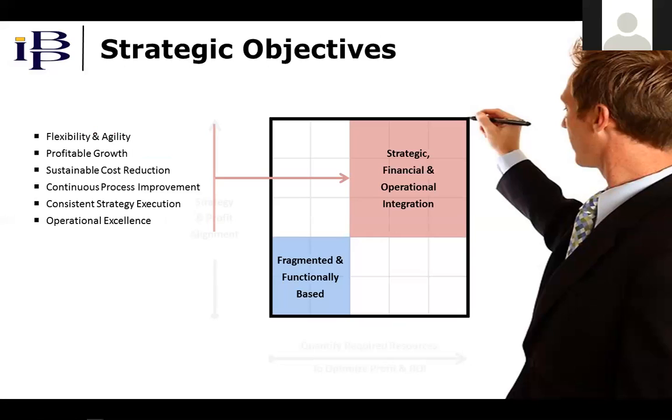And from a strategic perspective, a lot of organizations are trying to achieve things like flexibility and agility, profitable growth, and sustainable cost reduction. They don't have the wherewithal to support these sorts of processes. So what we're going to be talking about is what the processes and capabilities look like to support these things.